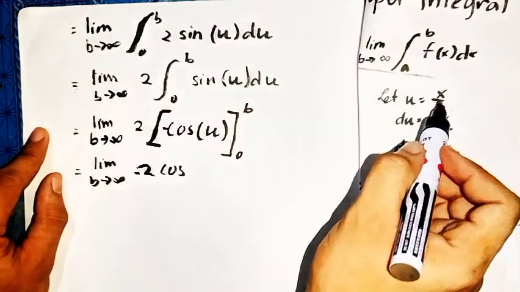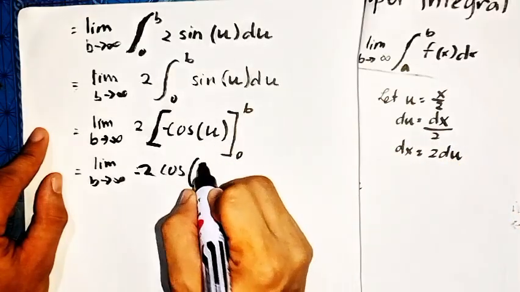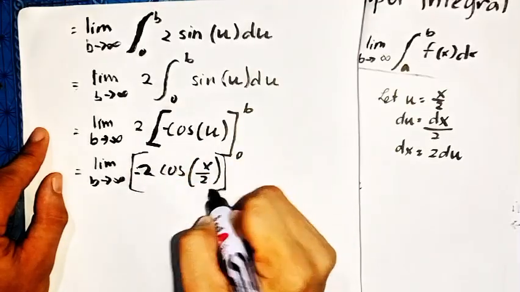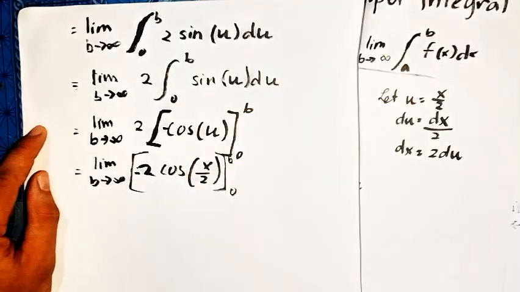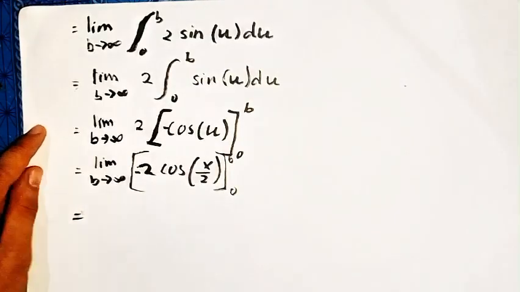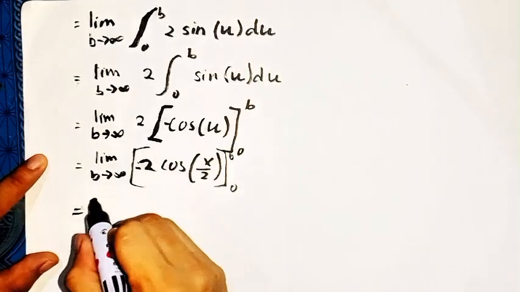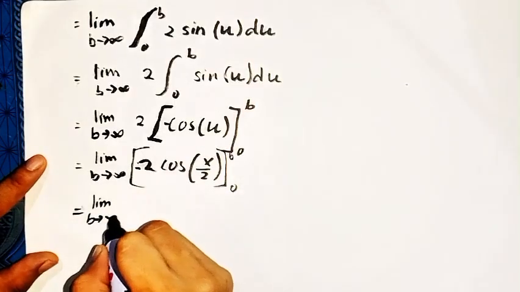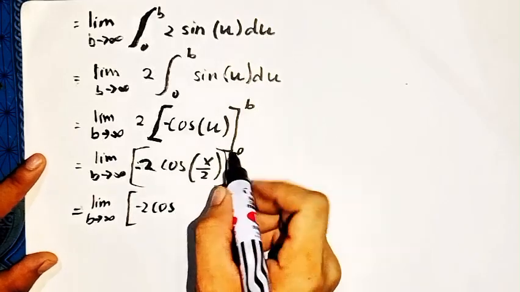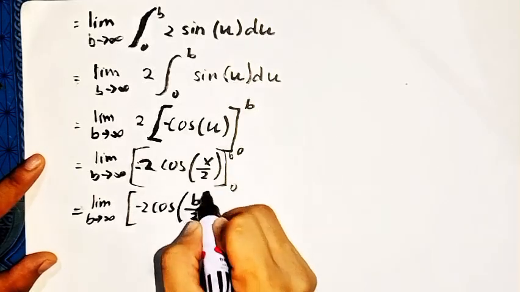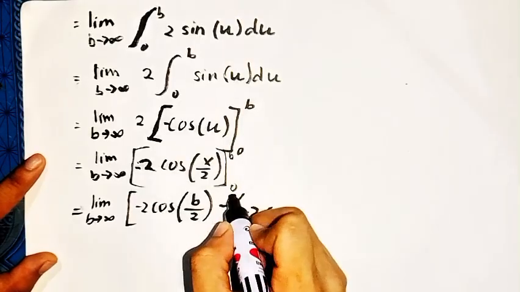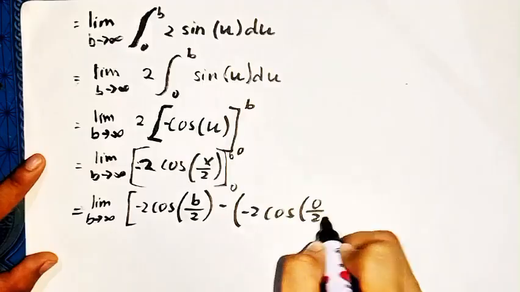The value of u is x over 2, right? So let's put x over 2. Let's bracket 0 to b. Now let's subtract the upper and lower limit. b approaches infinity. Now negative 2 cosine, our upper limit is b, so b over 2, minus negative 2 cosine, our lower limit, which is 0, so 0 over 2.